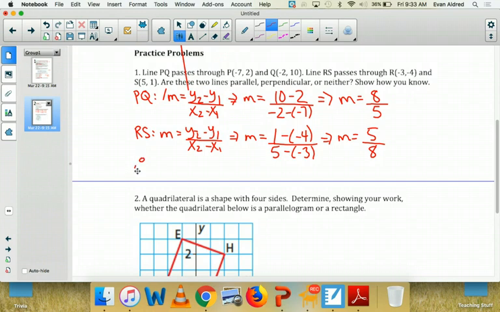So therefore, remember, with negative reciprocals, the signs have to be different. So the lines are neither parallel nor perpendicular.